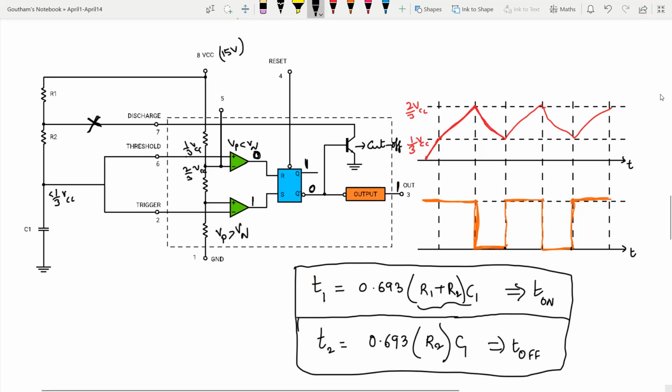Okay, so that should finish the session on IC 555.